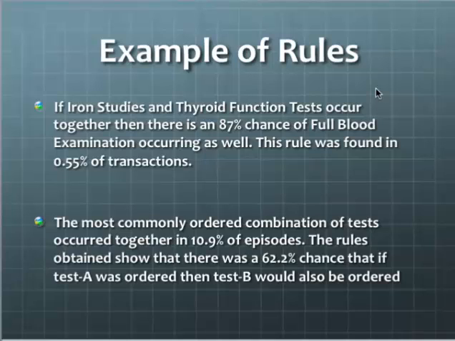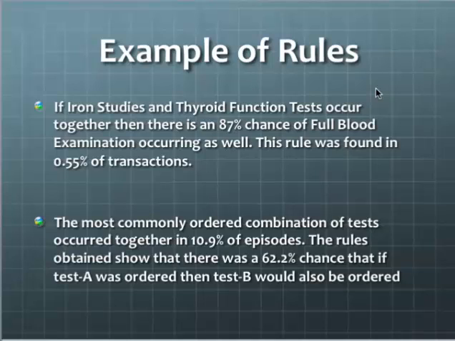An example of some interesting rules is here: if iron studies and thyroid function tests occur together, then there is an 87% chance of a full blood examination occurring as well. And this rule was found in 0.55% of transactions. So for auditors, if we find a transaction that has both iron studies and thyroid function but doesn't have the blood examination, we may need to flag this record and do further investigation because it does not follow the frequent pattern in the dataset.